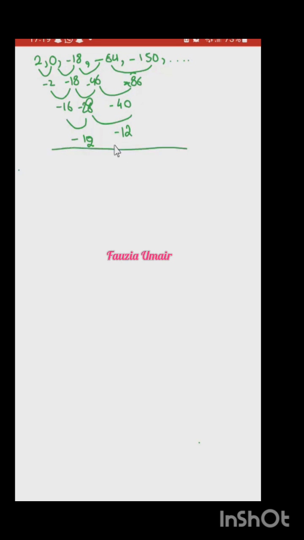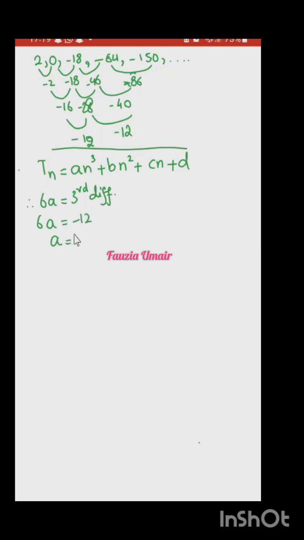Now we need to find the general term formula. The general term formula for a cubic sequence is Tn equals an cubed plus bn squared plus cn plus d. So now we need to find all four letters. We know that in a cubic sequence 6a equals the third difference. So 6a equals minus 12, so a is equal to minus 2.